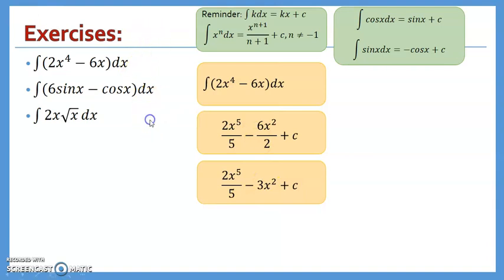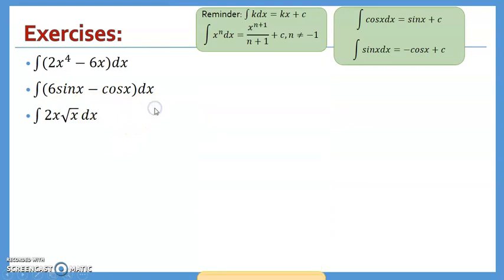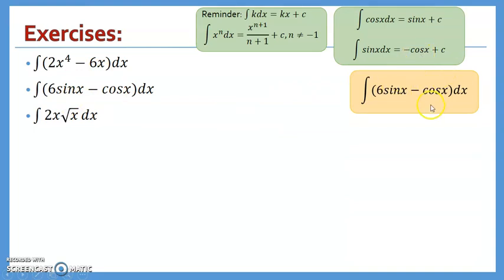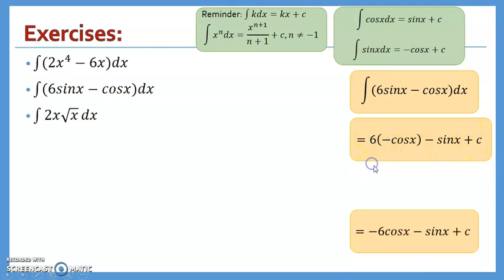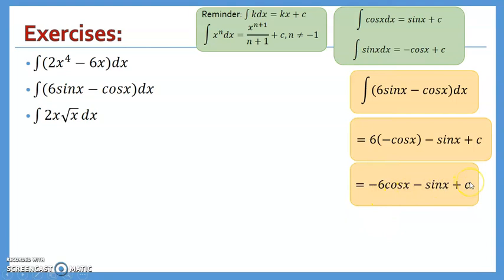Now for the second integral, we have the integral of 6 sine x minus cosine x. So also we deal with each term alone. We know that the integral of sine x is minus cosine x, and the integral of cosine x is sine x. So here you leave the 6, and the integral of sine x is minus cosine x, so you get 6 times minus cosine x. Then here you leave the negative, and you integrate cosine x alone, which is sine x, so you get minus sine x plus c. Now just put the minus before 6, so you get minus 6 cosine x minus sine x plus c.